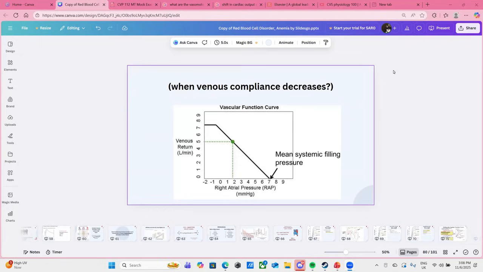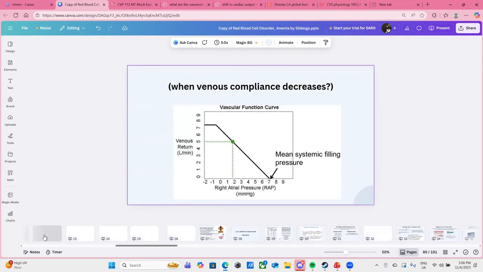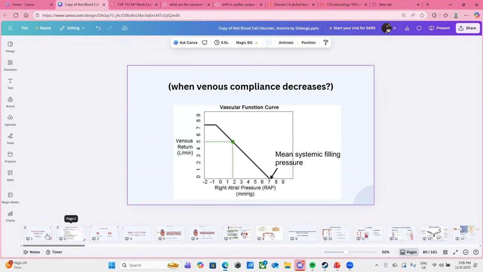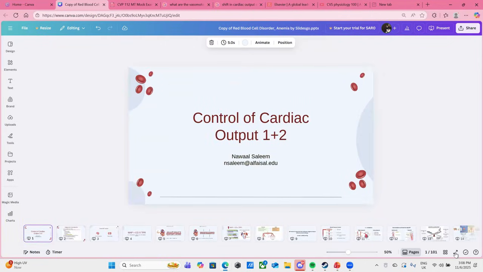I'm a third year medical student, and today we're going to be talking about control of cardiac output. So let me pull out the slides and we can get started.